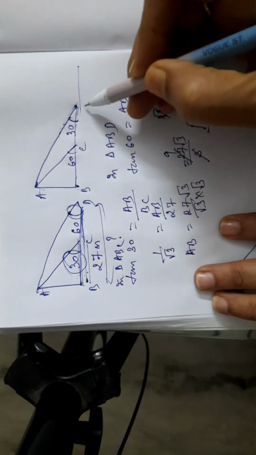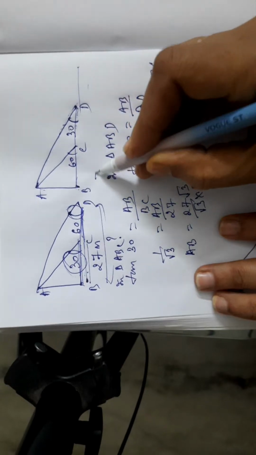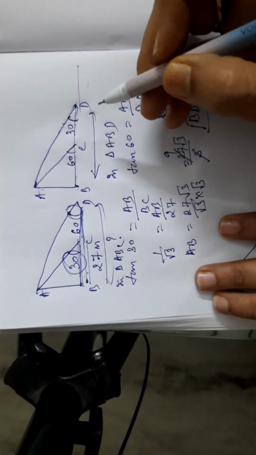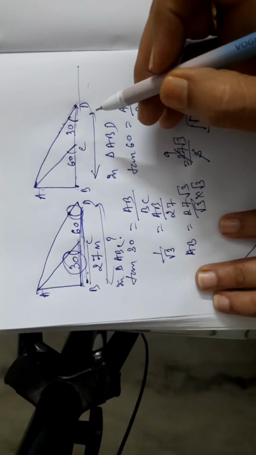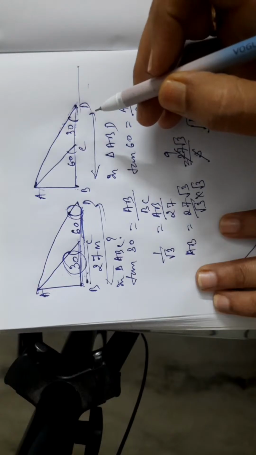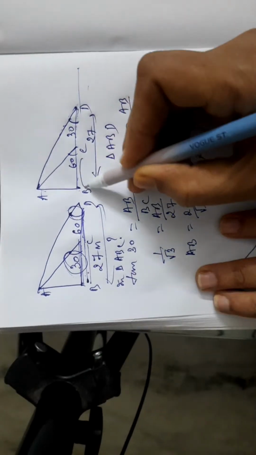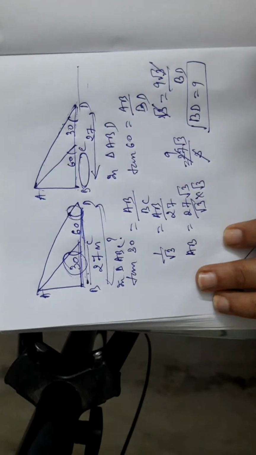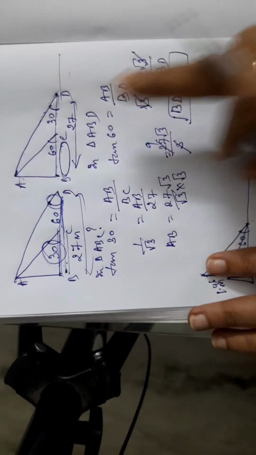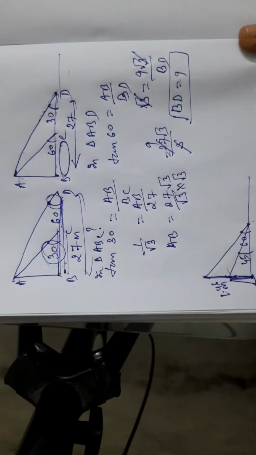So in triangle ABD, first it was given the shadow is 27 when the angle of elevation is 30. So this complete angle is 30. We need to find this. Now our solution is correct. Okay, only the diagram we need to change. Is it clear?